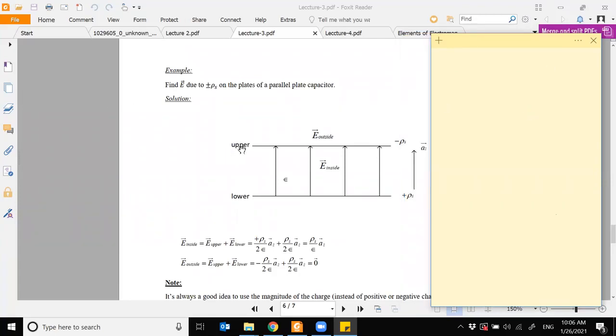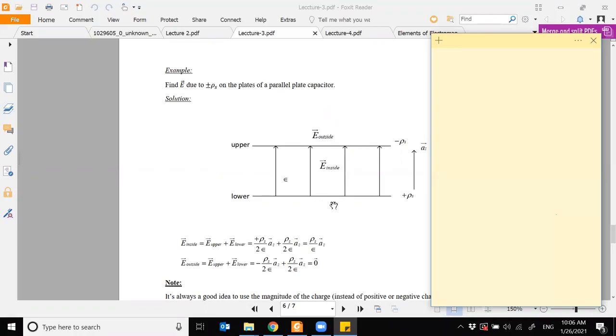The upper plate has a charge of minus rho s and the lower plate has a charge of plus rho s. These two plates are in the xy plane, and that's why this is your z axis, and I have written here with an arrow AZ. That means the unit vector AZ will be along the z axis. Both plates are in the xy plane, and we are assuming that both the plates are infinite.